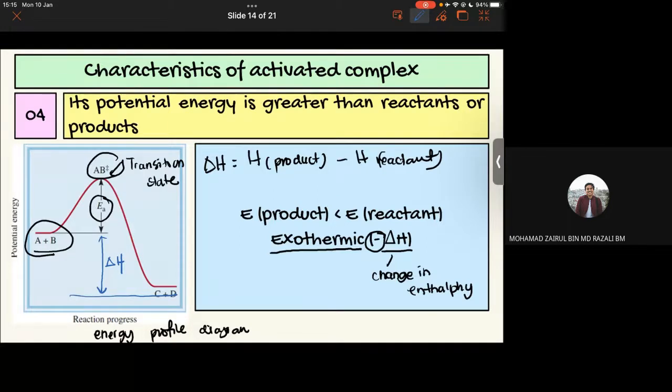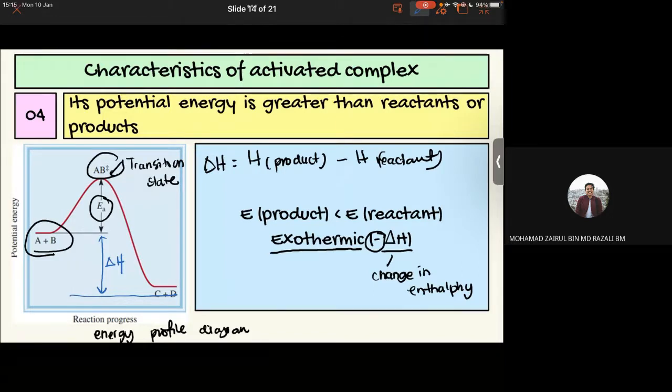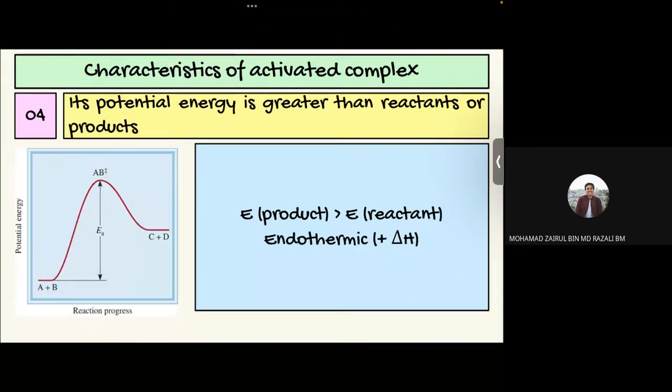Okay, so itu adalah untuk exothermic. Kalau untuk endothermic terbalik pula. Okay, endothermic, the energy of the product itu must be greater than the energy of the reactant sebab endothermic itu dia absorb energy. So now the absorbed energy, so finally the product has higher energy. So that's why delta H is positive.